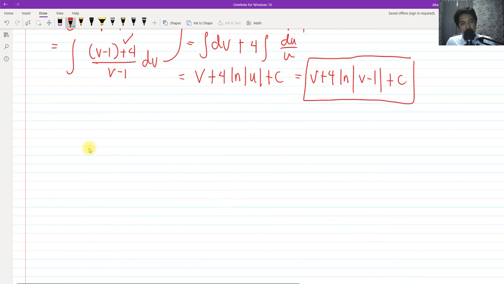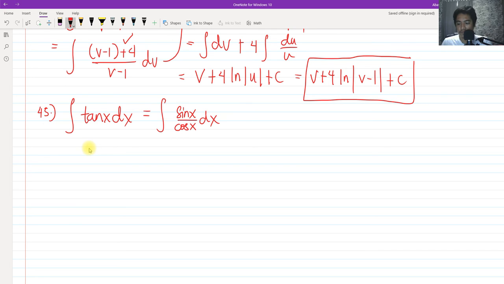For number 45, this will show you how they got the integral of the tangent of x dx in the formula. We know that the tangent of x, by trigonometric identity, is equal to sine of x all over cosine of x dx. So that would be sine of x all over cosine of x dx. If we look at it carefully, sine of x and cosine of x have a relationship with each other.